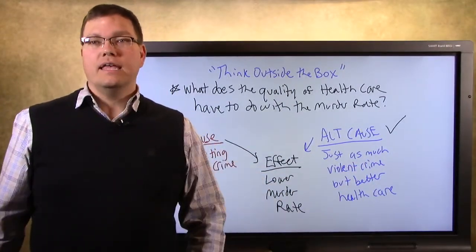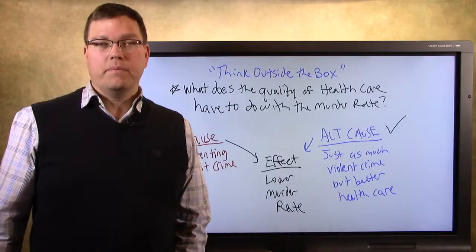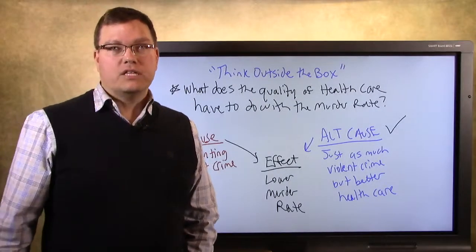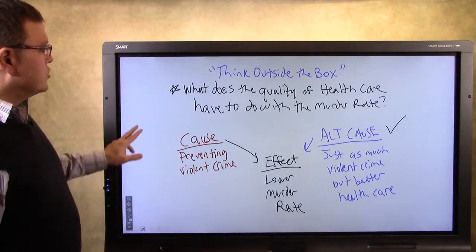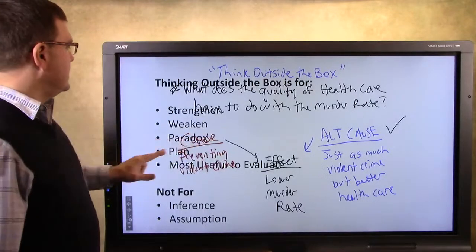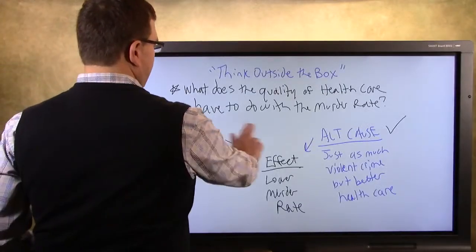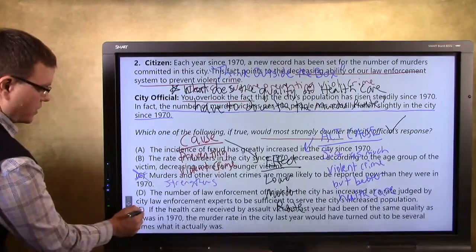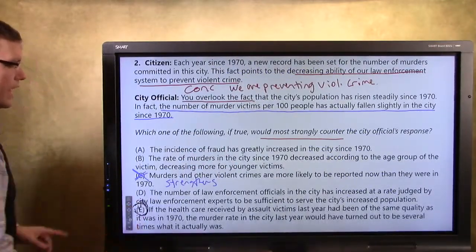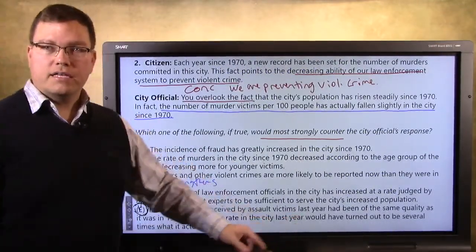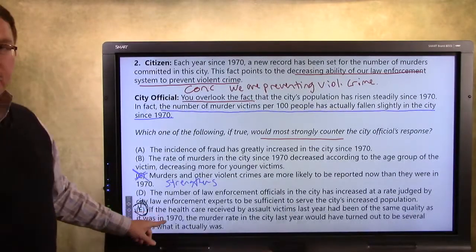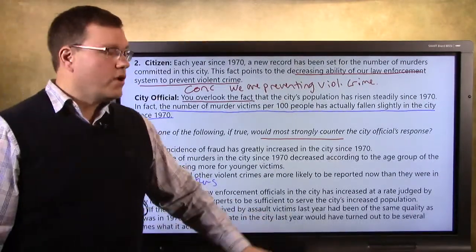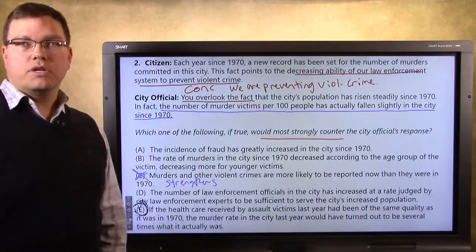That's why people are surviving, because of the better health care. So the correct answer to this question is going to be, let me go backwards. The correct answer to this question is going to be answer choice E. If the health care received by assault victims last year had been the same quality as in 1970, the murder rate would have turned out to be several times what it actually was.